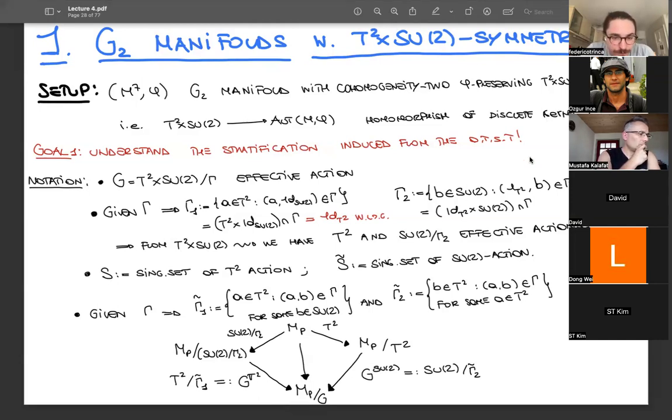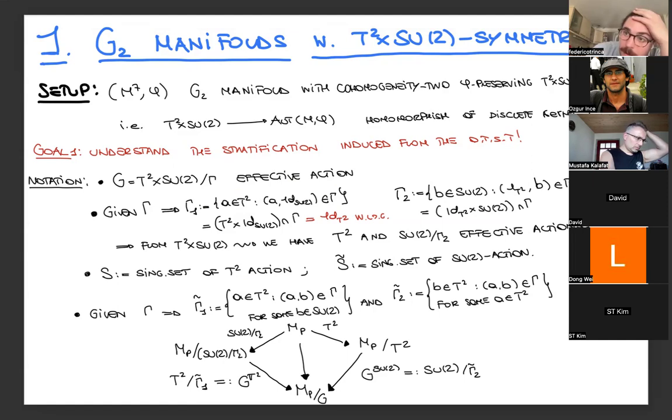So this is just to say that since my T2 action and my SU2 action are compatible with each other, they commute with each other, then my quotient splits into two quotients. Okay, any questions on this?